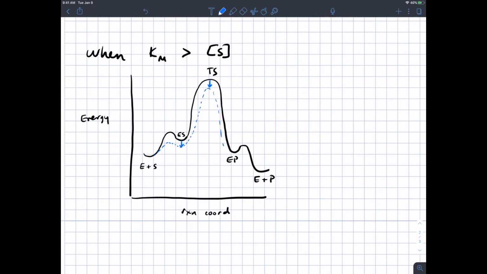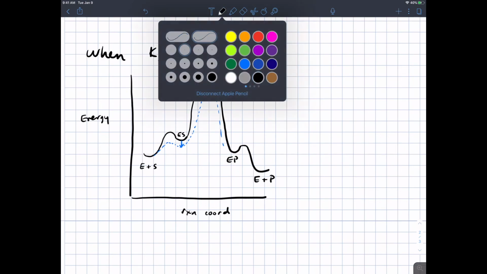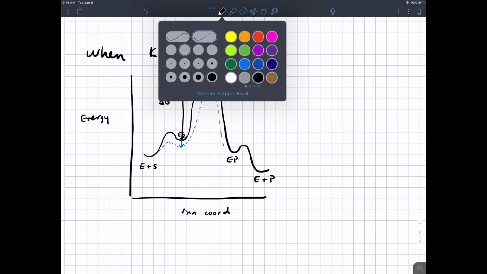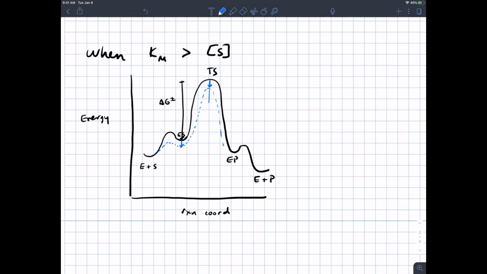All right, so here is the delta G double dagger before the change. Here is the delta G double dagger after the change. I suppose we could have made the change more dramatic so that we could actually see. I apologize.